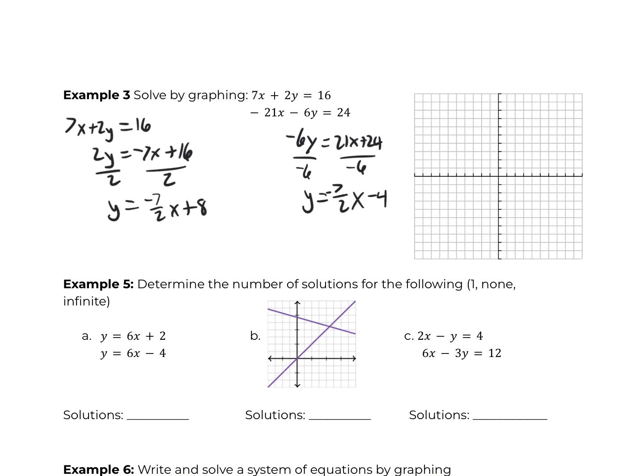So now plotting these, y-intercept of 8, right there. Slope of negative 7 halves means I go down 7 and to the right 2. 1, 2, 3, 4, 5, 6, 7, to the right 2. So it looks something like this.